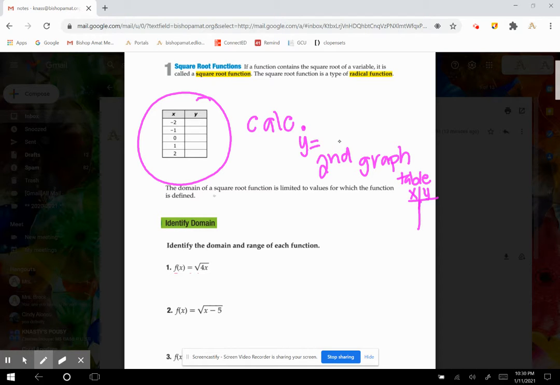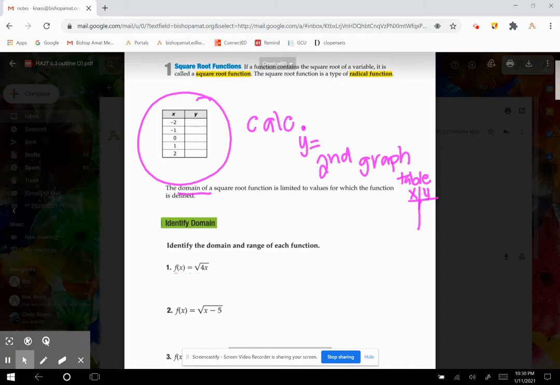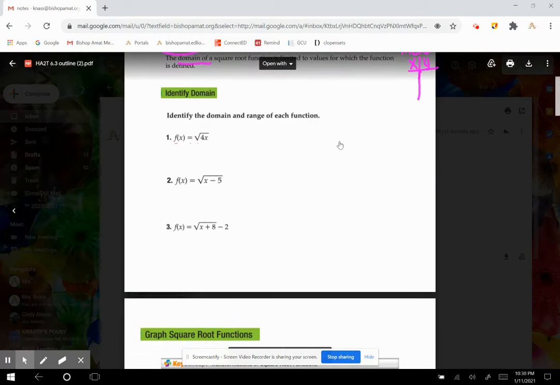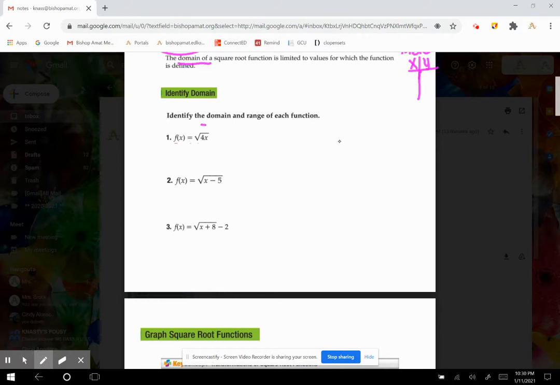So the domain of the square root function is limited to the values for which the function is defined. So when it asks you for your domain, which is what we're going to get to down here, you're going to look at the equation underneath the radical, and you're going to solve. So let's look at number one. It says identify the domain and the range. Right now we're just going to identify the domain. We'll identify the range in the other ones once we start looking at a graph.